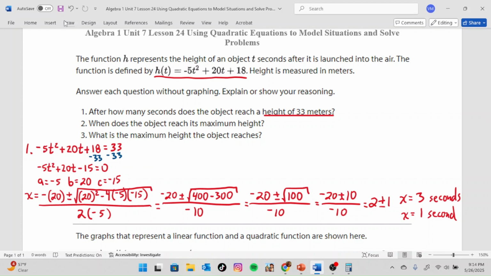Number 2, when does the object reach the maximum height? To solve this one, we're going to use the knowledge that a parabola is symmetric. So if we know that the object reached a height of 33 meters at both 1 second and 3 seconds, then the x-coordinate for the vertex is going to be halfway between them. So we're going to add 3 plus 1 and divide by 2. This is going to give us 4 divided by 2, which is 2 seconds. That is when it's going to reach its maximum height.